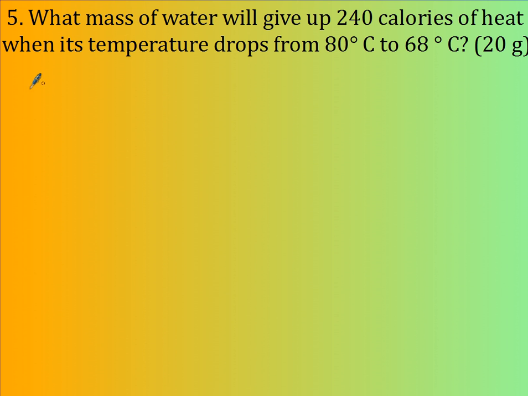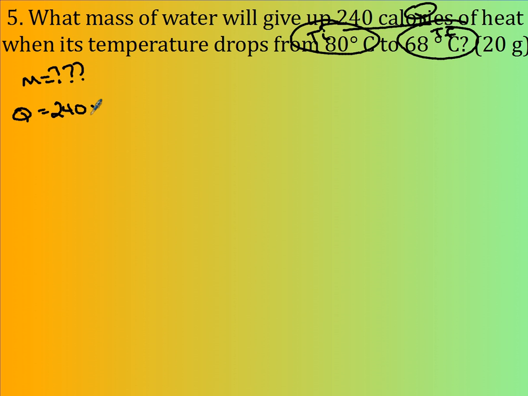Now, what mass of water? So I'm looking for mass. What mass of water will give up 240 calories of heat? Okay, I know immediately that's Q. When its temperature drops from, so T initial is 80 and T final is 68. Well, let's see if we can do this calculation. I'm looking for mass, and it gives up 240 calories. So Q is 240 calories. The temperature drops. T initial is 80 Celsius, and T final is 68 Celsius.